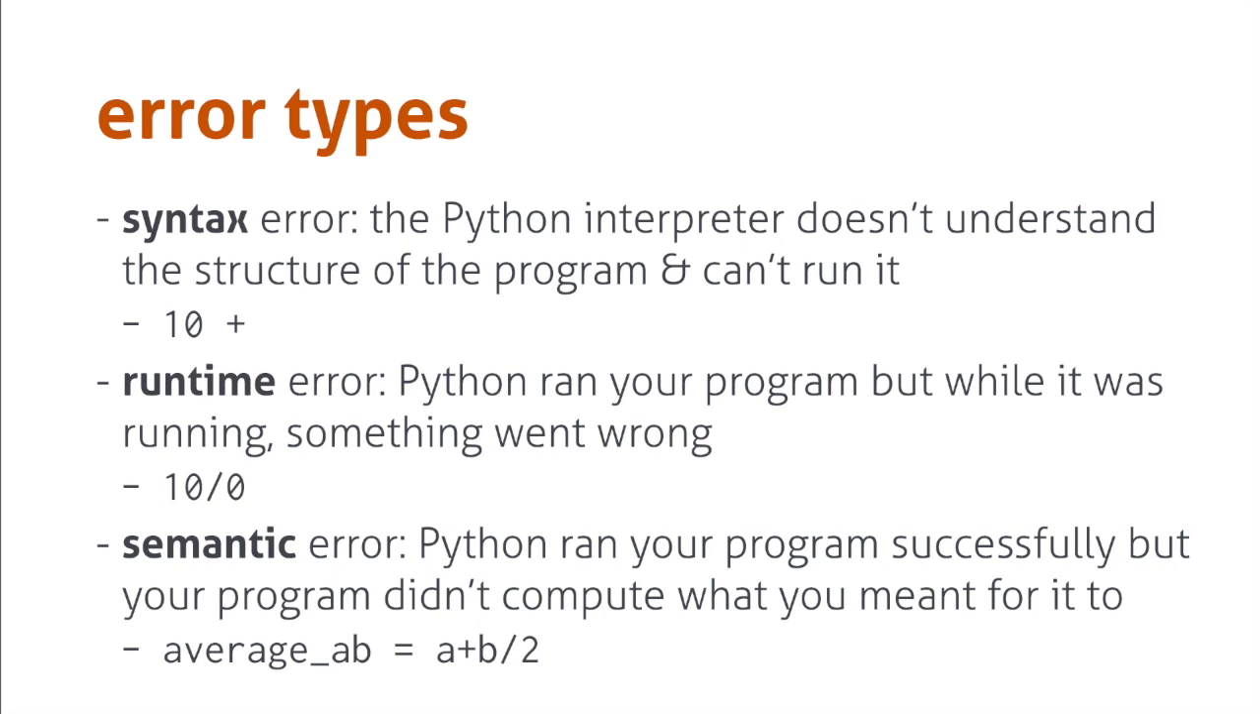So there are three primary error types: syntax errors when Python doesn't understand the source code instructions and doesn't run them at all; runtime errors when Python understood the instructions and tried to run them, but something went wrong while it was running them, and there are many different kinds of runtime errors. And then finally there are semantic errors, where the program ran, but it just wasn't what we wanted it to compute.